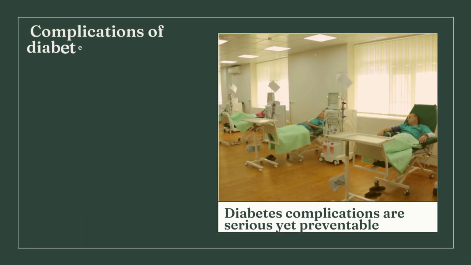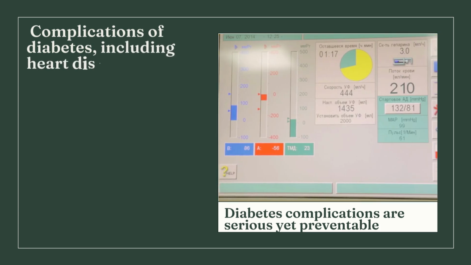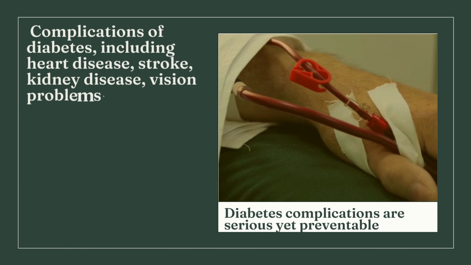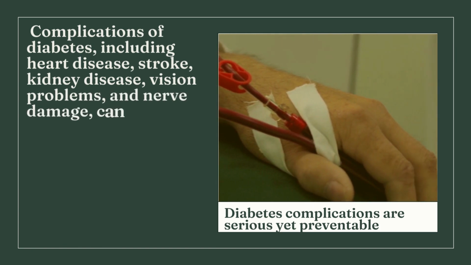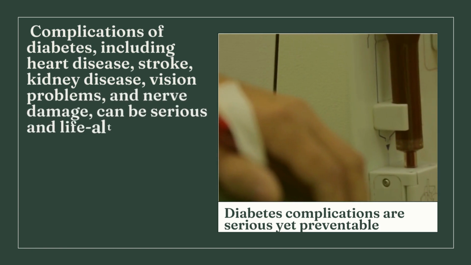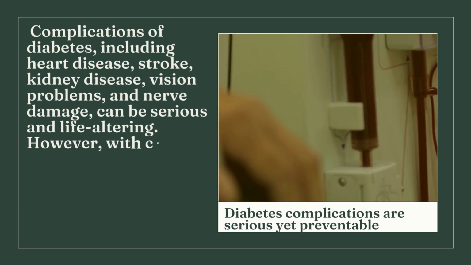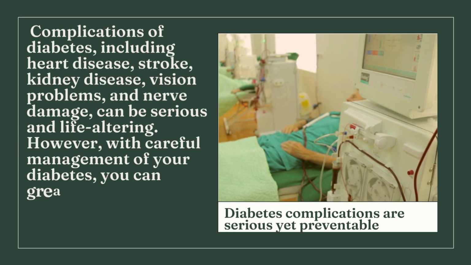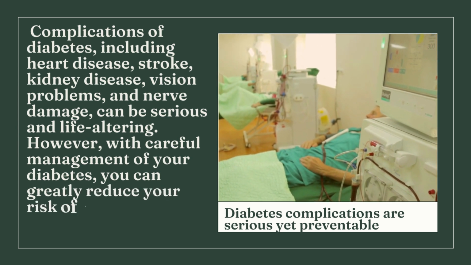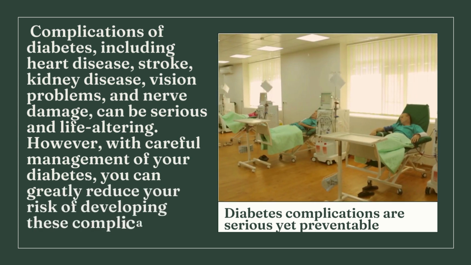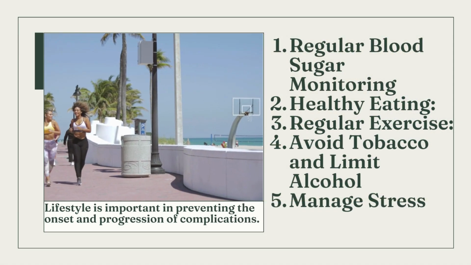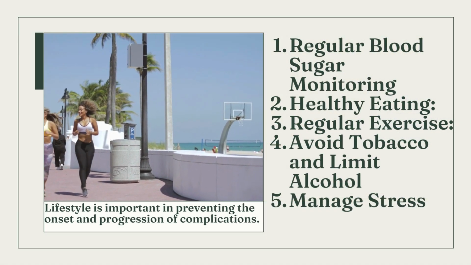Complications of diabetes, including heart disease, stroke, kidney disease, vision problems, and nerve damage, can be serious and life-altering. However, with careful management of your diabetes, you can greatly reduce your risk of developing these complications. Maintaining proper control over blood sugar levels is essential in preventing the onset and advancement of diabetes complications. Here are several steps you can take to prevent diabetes complications.